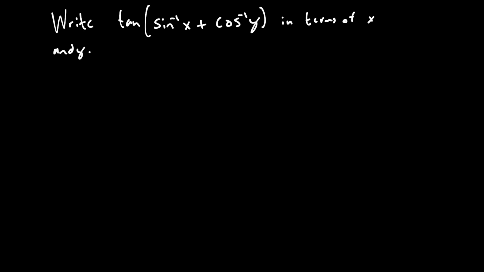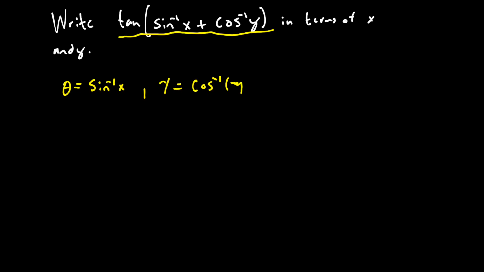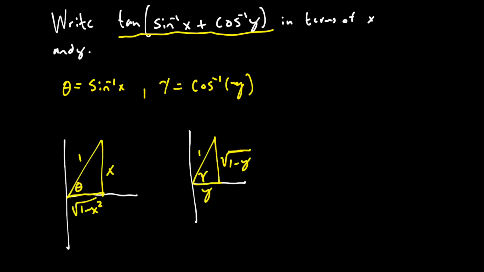Here we want to write tan evaluated at sine inverse of x plus cosine inverse of y in terms of x and y. First, set theta equal to sine inverse of x, and set gamma equal to cosine inverse of y. Now draw the associated right triangle for each of these inverse trig functions that we did in the last slide. Recall that this is going to allow us to evaluate trig functions at theta or gamma.